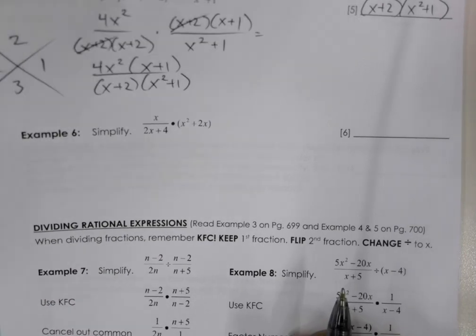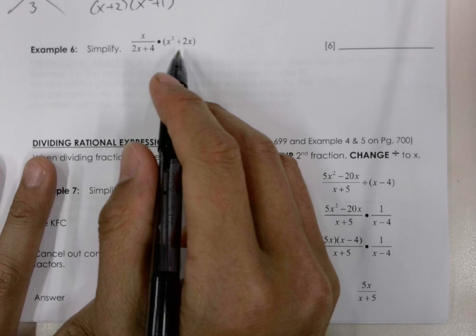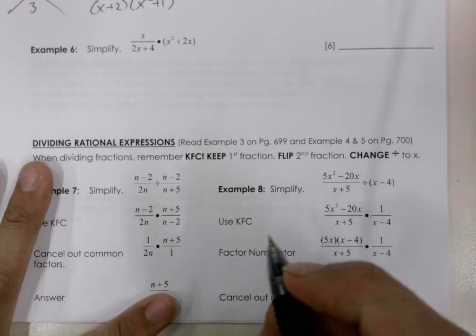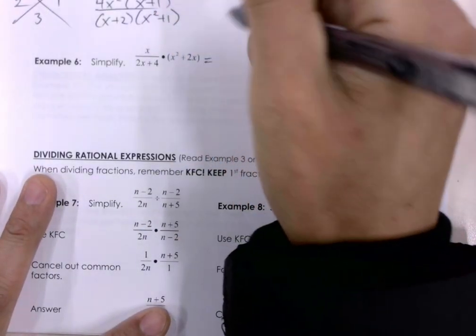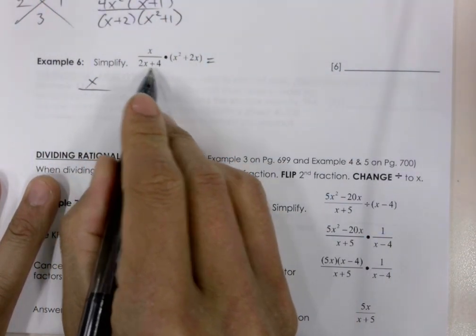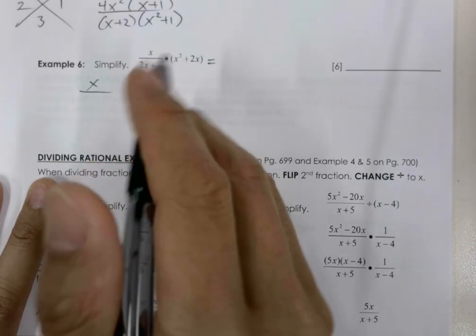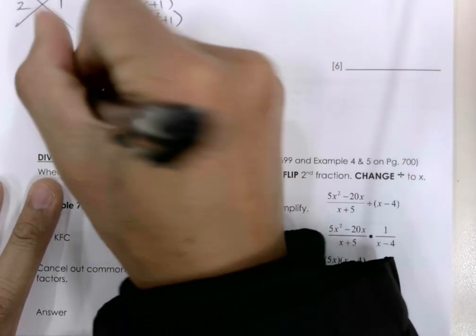Alright, let's go ahead and look at number 6. And so here, let's go ahead and see if we can factor first, right? So what are we going to get? We're going to get an x over, and here we could factor out a 2, right, the greatest common factor of 2 and 4. So let's factor out a 2. That leaves us with x plus 2.